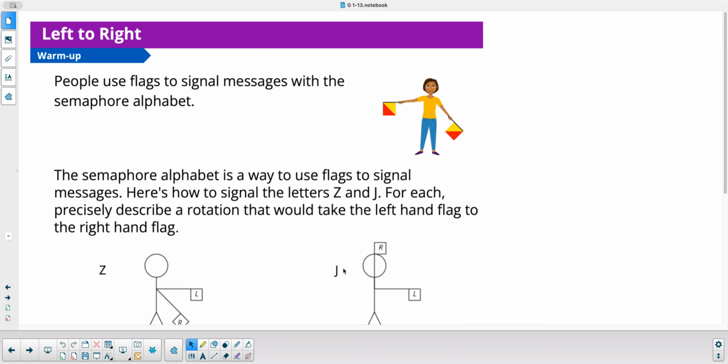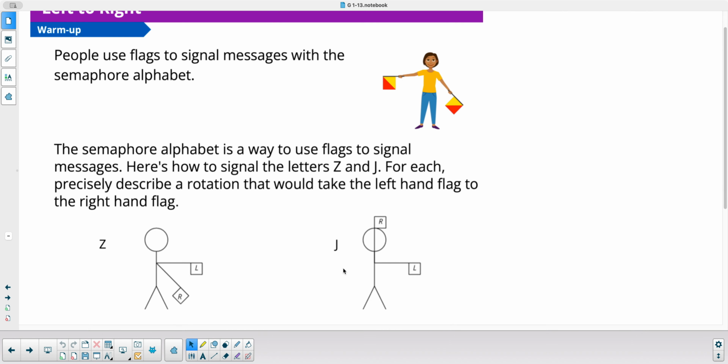All right, so our warm-up here: people use flags to signal messages with the semaphore alphabet. The semaphore alphabet is a way to use flags to signal messages. Here's how to signal the letters Z and J. For each, precisely describe a rotation that would take the left-hand flag to the right hand. So when I look here at the left-hand flag, this left-hand flag rotates to the right-hand flag like that.